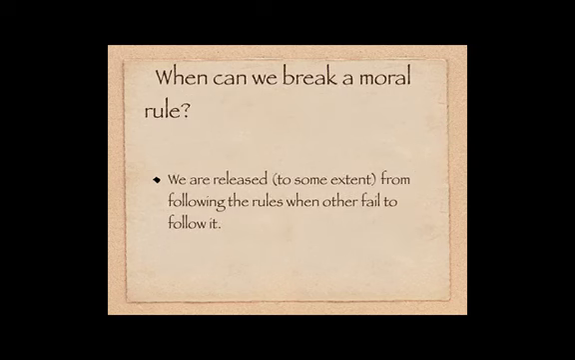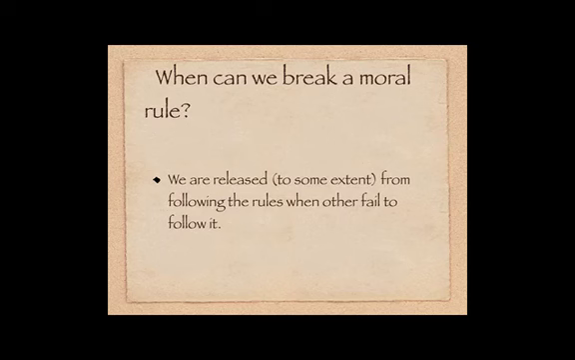When can we break a moral rule? Oftentimes, when we talk about, for instance, Kantian approaches, Kant believes that moral rules are absolute, that there's never an exception to a moral rule. Well, I think that this is probably a notion that most people would disagree with, that there are times when you might be justified in, say, lying or deceiving someone, for example, maybe to save someone else's life.